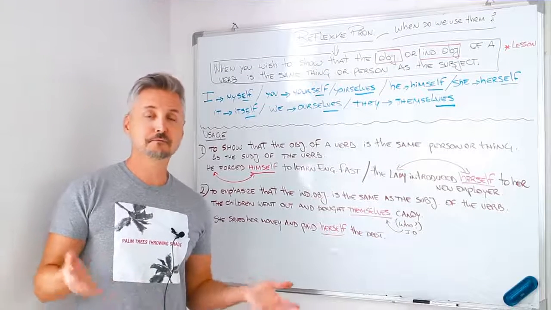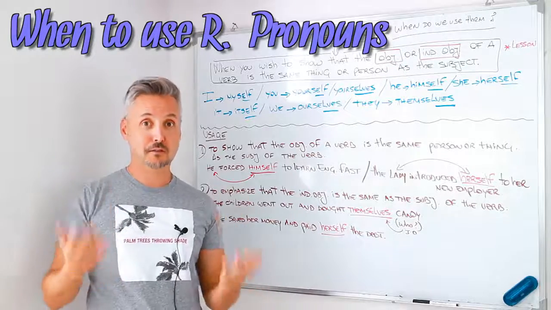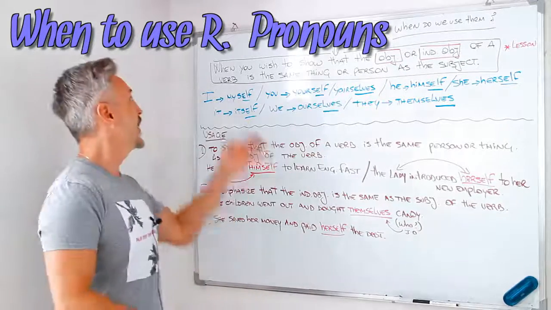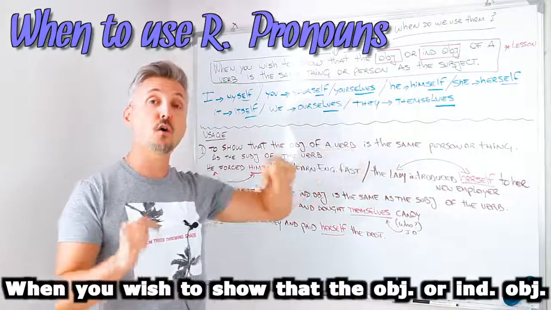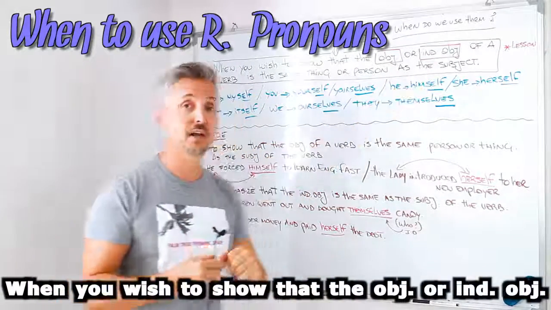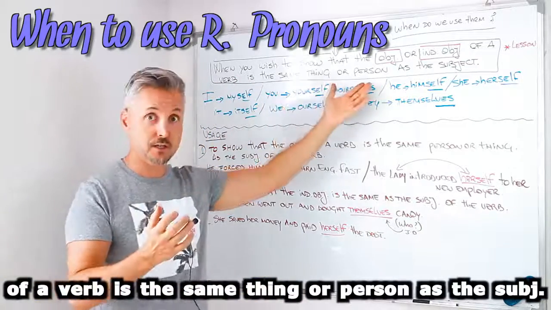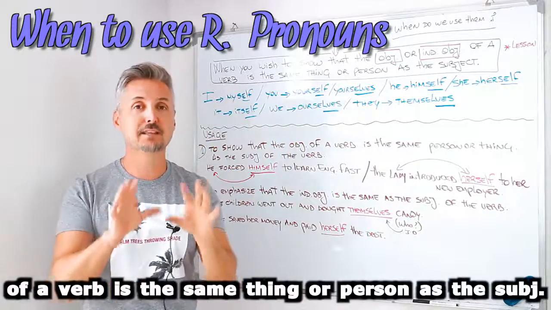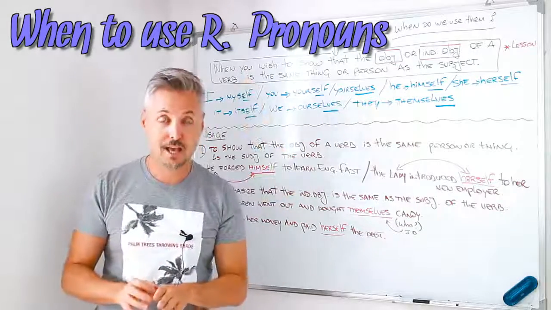That's right, reflexive pronouns. When do we use reflexive pronouns? When you wish to show that the object or the indirect object of a verb is the same thing or person as the subject. This is the main point of reflexive pronouns.